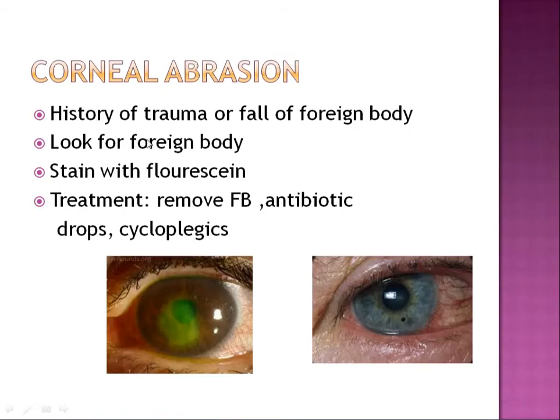Most of the patients with corneal abrasion or corneal pathology will give you a history of trauma or a fall, or of a foreign body. Always look for a foreign body. It is better to exclude a foreign body rather than just leave it within the eye. Always look and stain with fluorescein to help you diagnose.